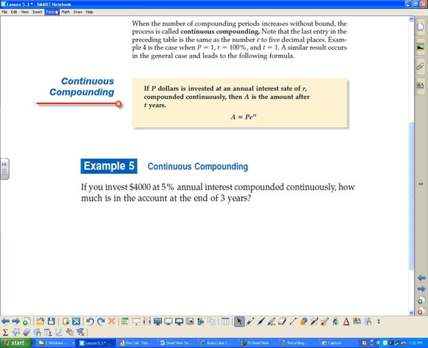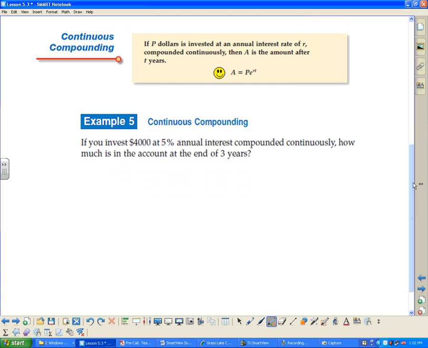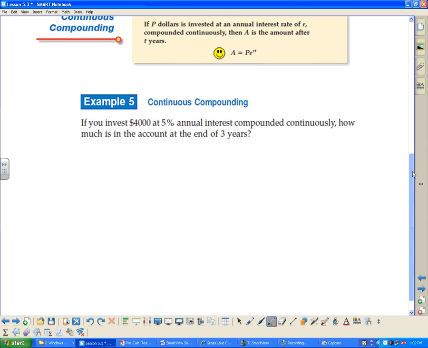Okay, so we're going to use the formula A = Pe^(rt) for compounding interest continuously. In this case P is still our starting value, r is our interest rate as a decimal, and t is time, but we're using e, which is our natural exponent. So here we go. We're going to find this problem.